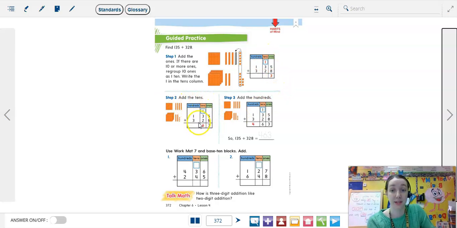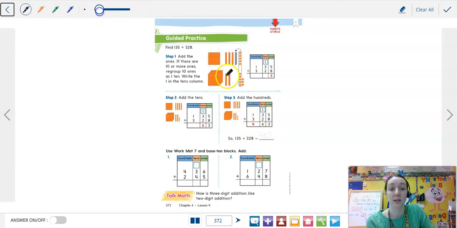Step 2, you're going to add the tens. In this case, you have 1 plus 3 is 4, plus 2 is 6. It's not a group of 10, so you don't need to regroup anymore. You just put a 6. Then you add the hundreds. In this case, 1 plus 3 is 4, so your answer is 463. All right, so you always start with your ones and work your way over.